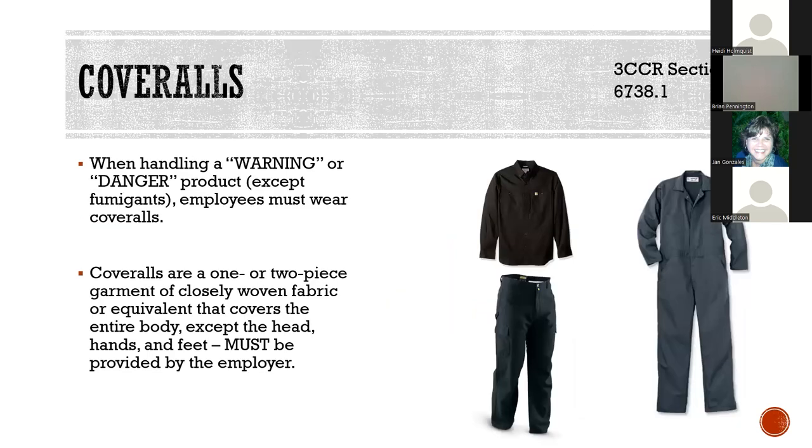Coveralls. When you're using a warning or danger product, employees must wear coveralls. So this can be like a one or two piece thing, and it just covers your entire body except for your head, hands, and feet. Again, this is usually what you would see as a uniform provided by the employer. And usually most uniforms would be long sleeve shirts and long pants. It's kind of an extra way to help keep you guys safe. If something does happen, you spill a little bit of pesticide on yourself, this is going to help act as an extra barrier to your body.